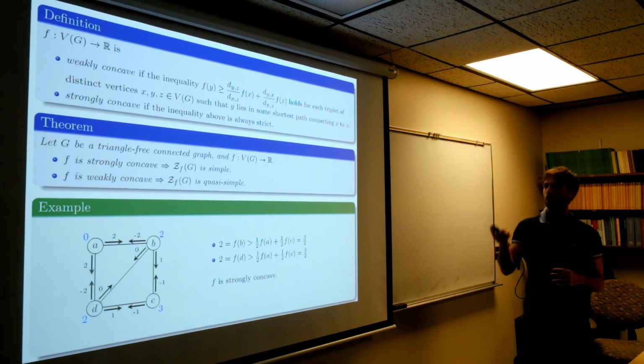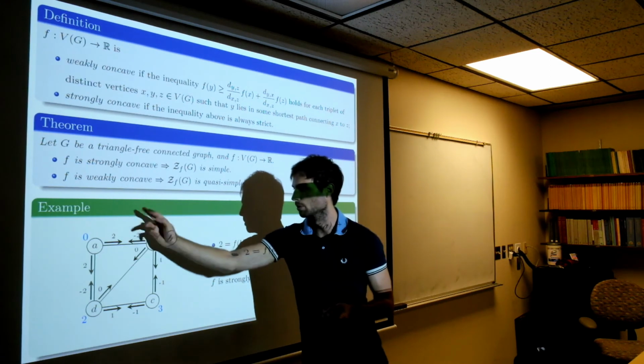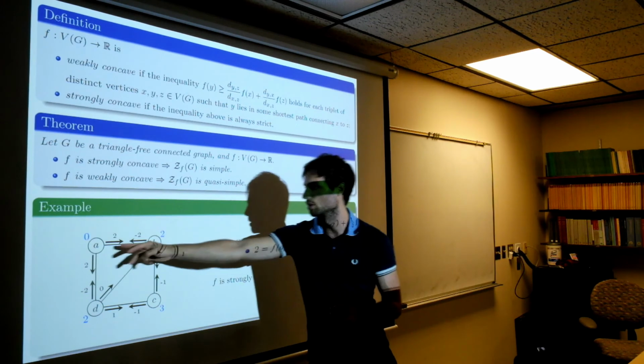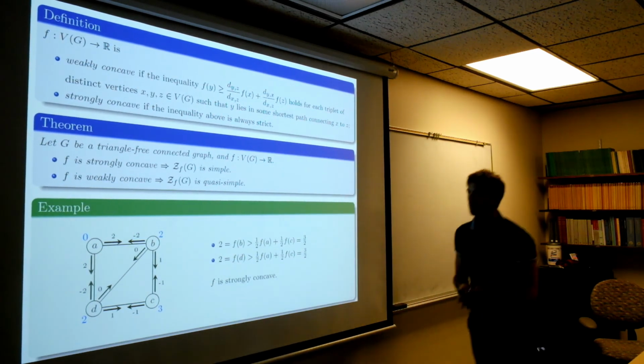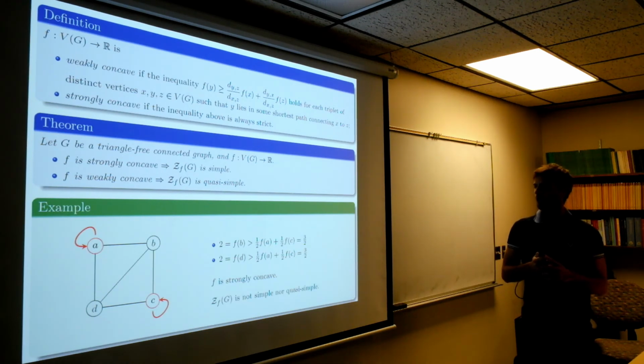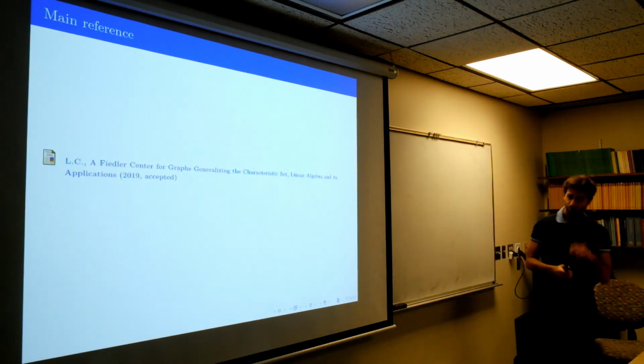But if we compute its center, so again we put numbers on the arrows, here we put 2 because it's F of B minus F of A, here minus 2 because it's F of A minus F of B, and so on. And then we draw the optimality graph, and we see that the center is not simple, and it's not even quasi-simple, right? Because the subgraph induced by A and C is not connected. So we really need triangle freeness.